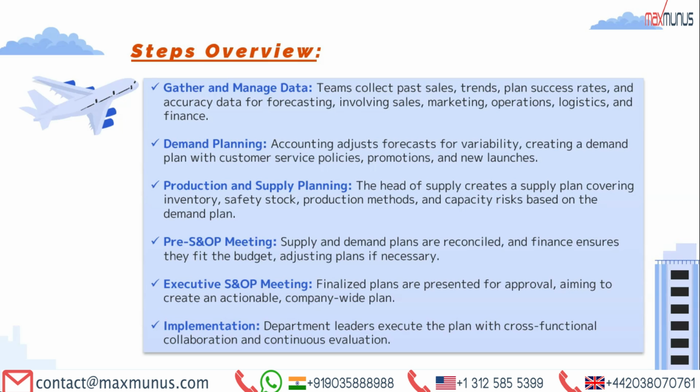Executive sales and operation planning meeting. Finalized plans are presented for approval, aiming to create an actionable company-wide plan. And the final one, implementation. Department leaders execute the plan with cross-functional collaboration and continuous evaluation.